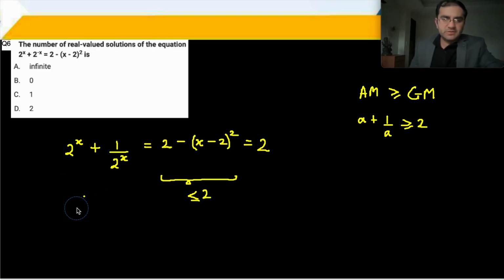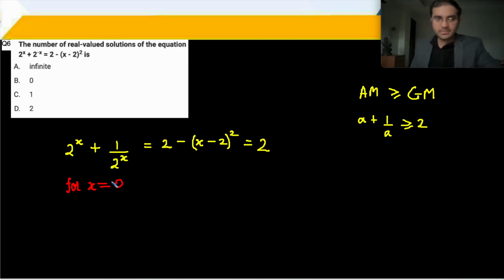So we remove this. Now, when is the LHS equal to 2? LHS is equal to 2 for x equal to 0. X equal to 0, you'll get 1 plus 1, 2. And when is the RHS equal to 2? RHS is equal to 2 for x equal to 2.